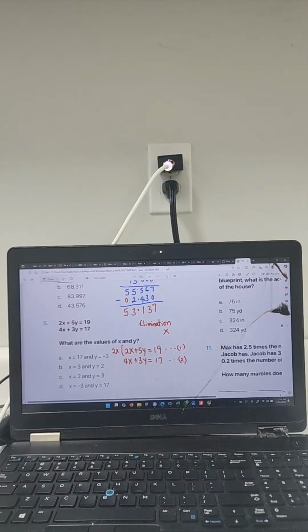So you multiply equation 1 by 2. If you do that, you're going to have a new equation, which is also going to be 2 times 2x is going to be 4x. 2 times 5y is going to be 10y. 2 times 19 is going to be 38. So here you have a new equation entirely. Let me call this equation 3. And here we have 4x plus 3y equals to 17. I'm rewriting equation 2 again.